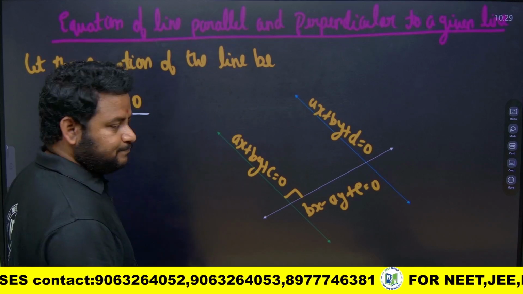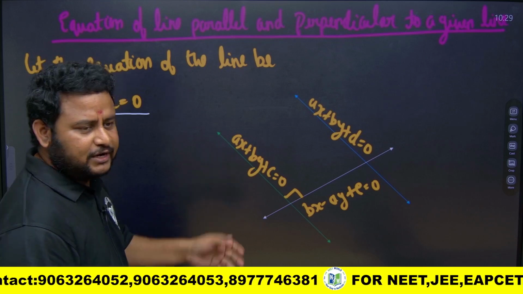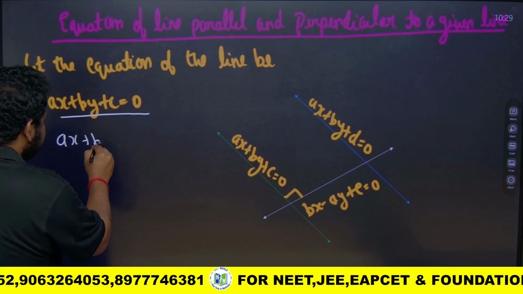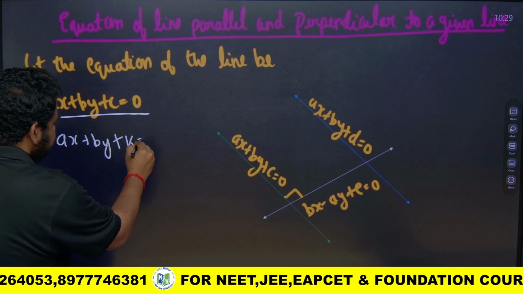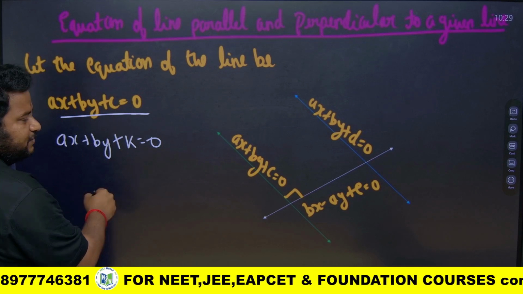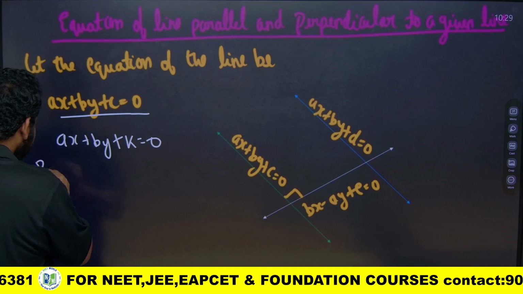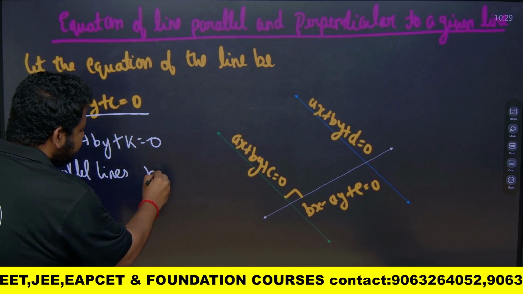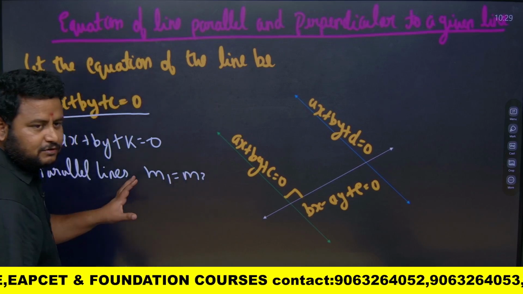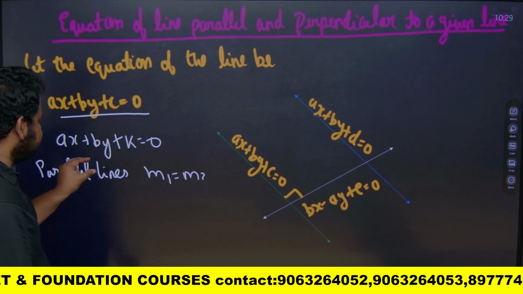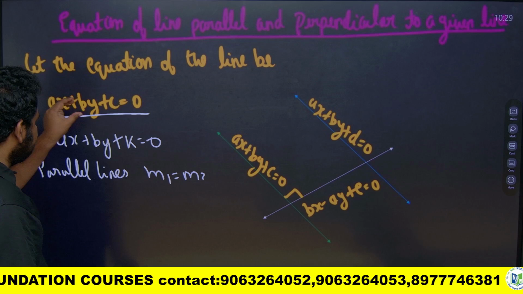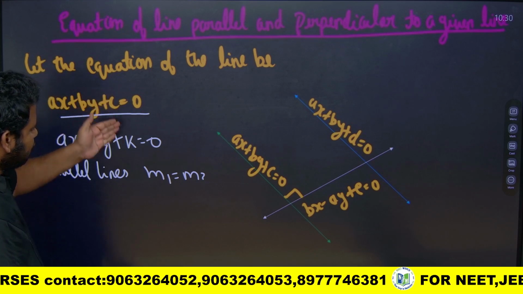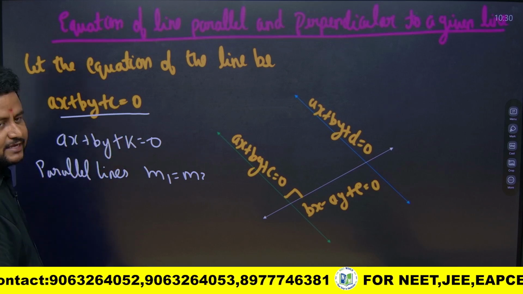Suppose a line is given. For that, if you want to draw a parallel line, how will you draw it? Let this be ax plus by is equal to 0. This will again be ax plus by, but this constant may change. This is equal to 0. That is, for parallel lines, m1 should be equal to m2. That is, coefficient of x by coefficient of y should be equal in both the lines. That is, minus a by b here will be equal to again minus a by b. That's why you should write as it is. The constant may change. Here it is c, here it will become k, something like that.